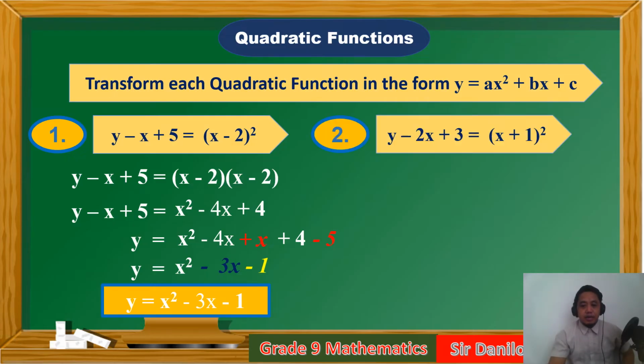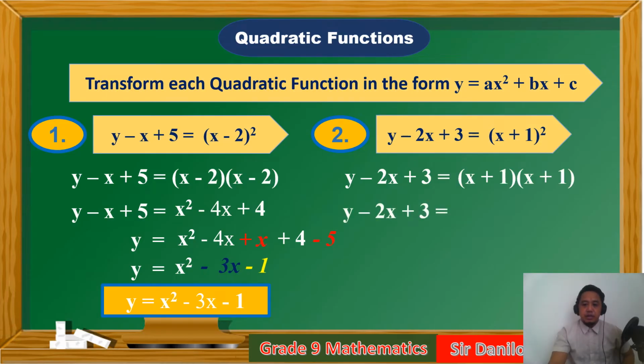So, gagayahin. Ito naman, number 2, all same lang. Just repeat the process. So, you have here, x plus 1 times x plus 1. Add mo lang, 1 plus 1, 2. 1 times 1 is 1. So, magiging x plus 1 times x plus 1 yan.